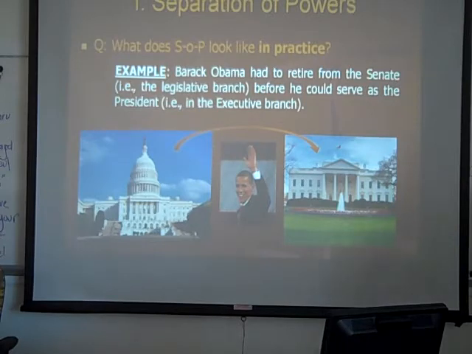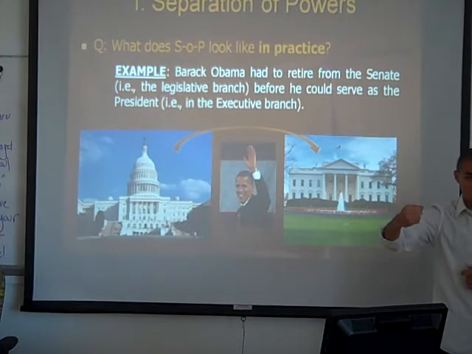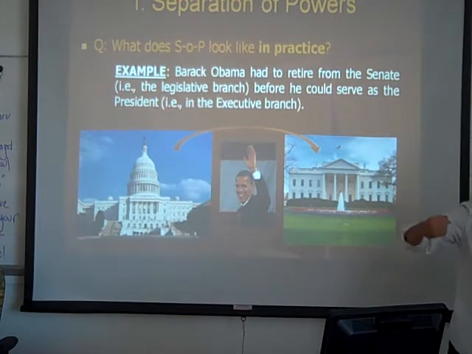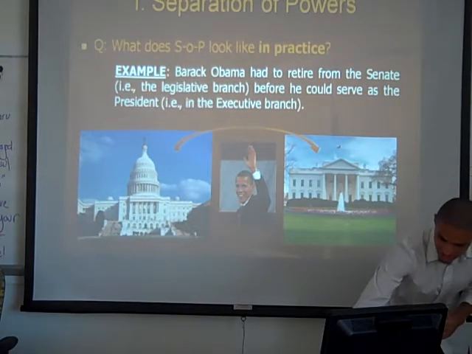Here's an example. President Obama, before he was president, served in the Senate. He had to resign his Senate seat, amid much controversy, in order to assume the presidency. That's a classic example of separation of powers, because you can't serve in two branches of government at the same time. The whole point is to prevent consolidation of power. So this is a good example of what that looks like.